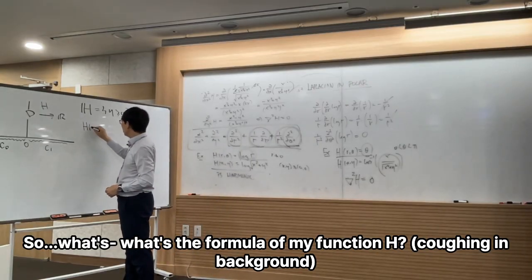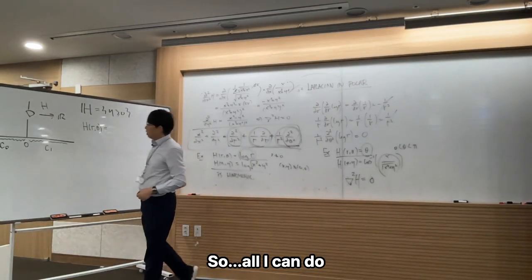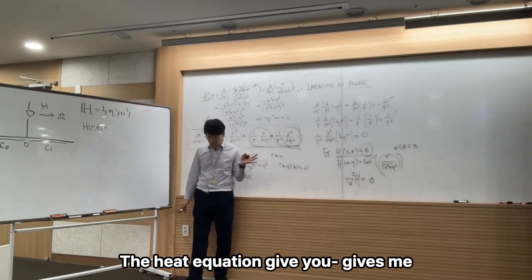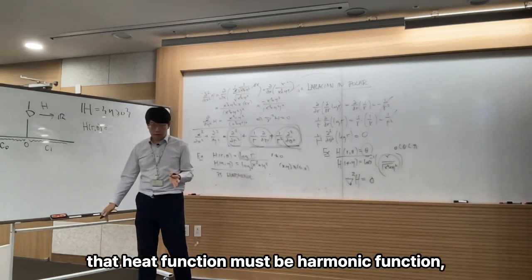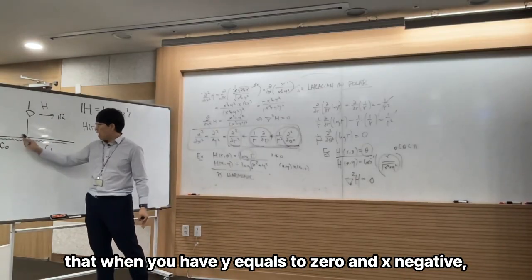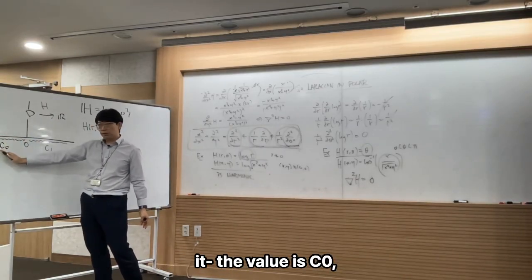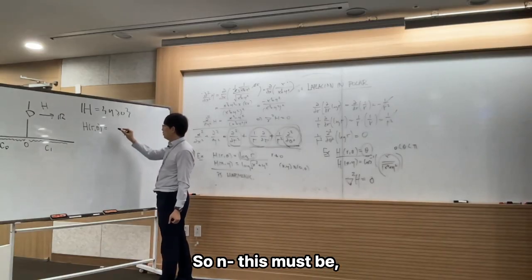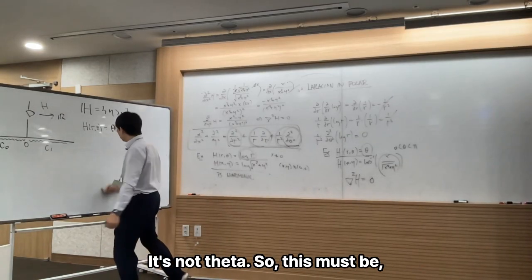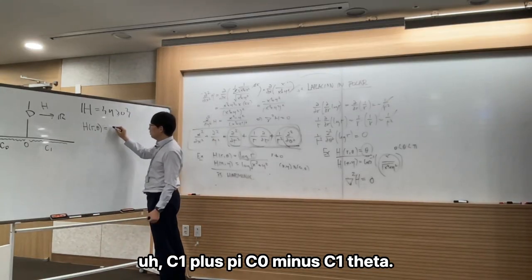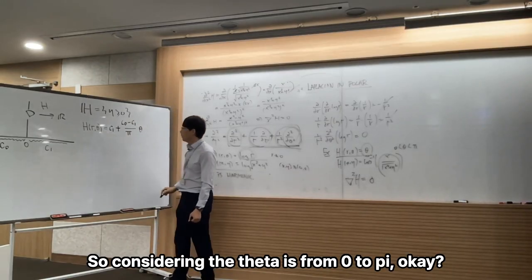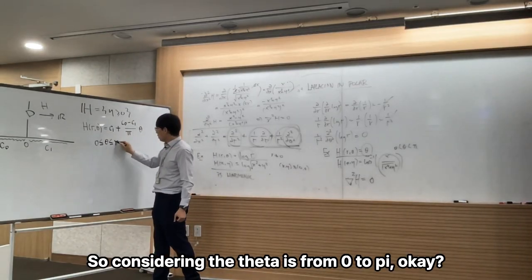All I can do is find the harmonic function, because that's what I want. The heat equation gives me the only condition that the heat function must be a harmonic function. So I need to find a harmonic function that satisfies the boundary condition: when y equals 0 and x is negative, the value is C0, and the value is C1 in the opposite case. So this must be C1 plus (C0 minus C1)/pi times theta, considering theta is from 0 to pi, okay?